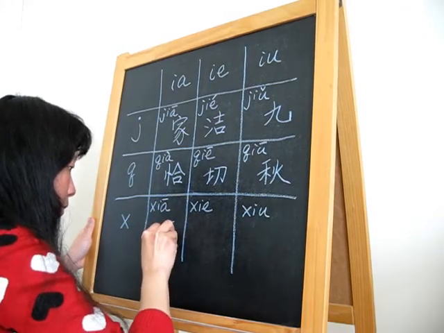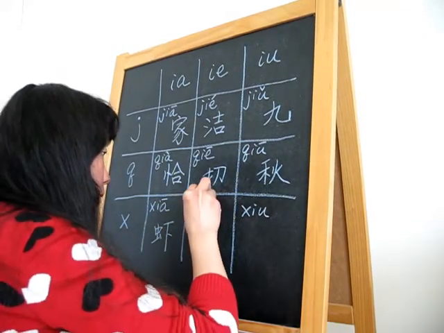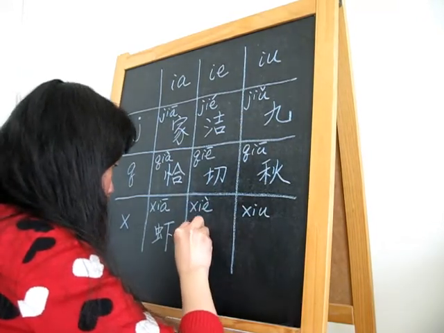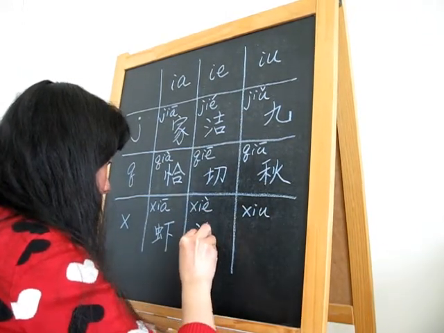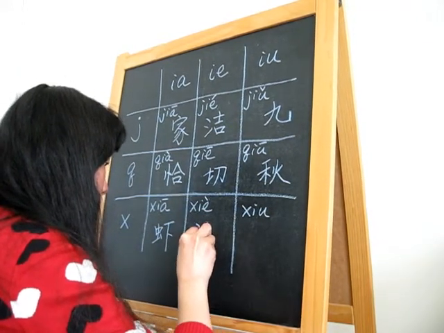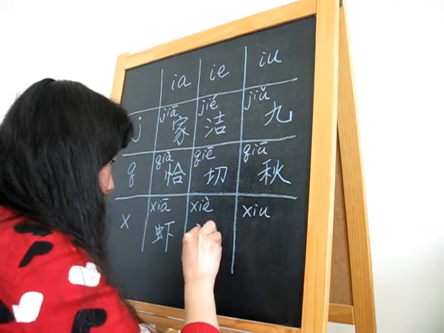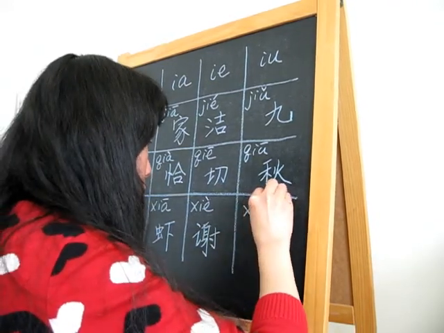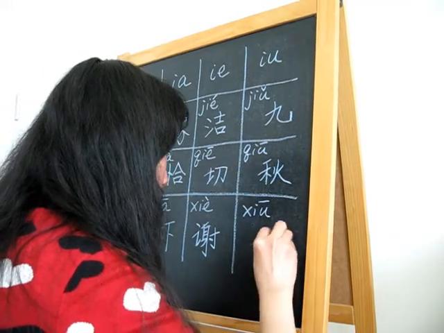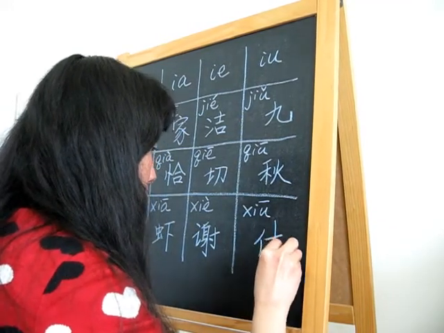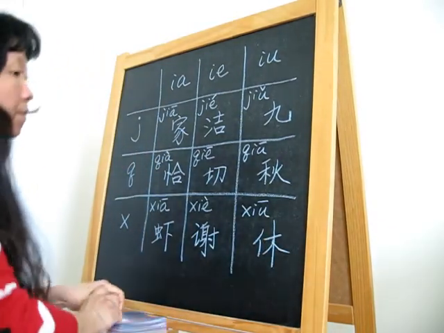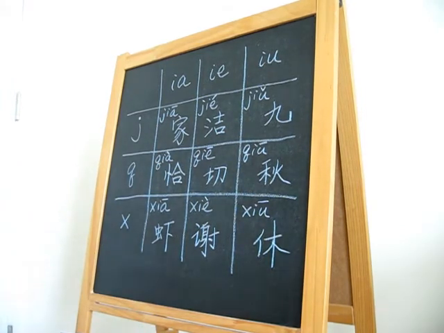The third row, first word, first tone, 虾, which means shrimp. The second word, 谢, as in 谢谢. So that's the character for thank you. The last character, 休, which means rest.